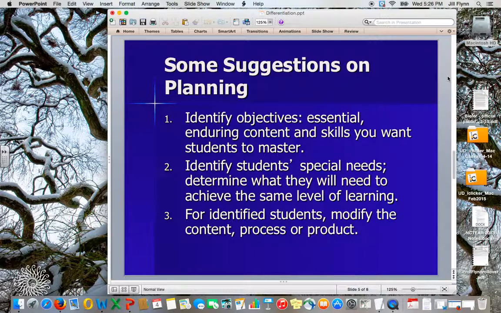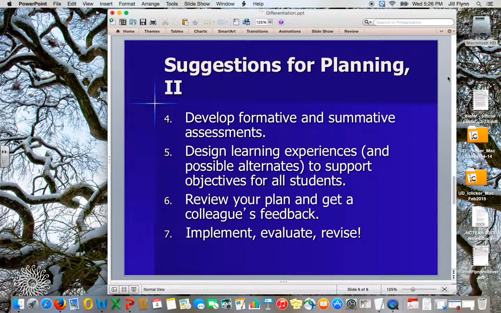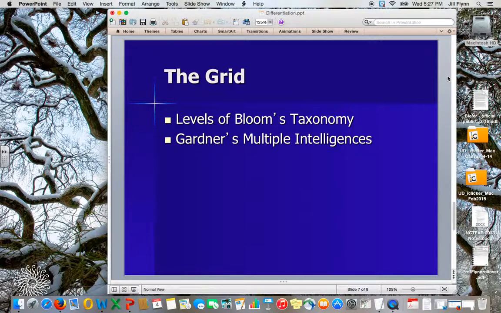And then again, either for the group or for those that might struggle, think about how you might modify content, process, or product. Develop your assessments accordingly. Develop your instruction to think about how students are going to meet the objectives. Get some feedback from colleagues if you can, especially if you have an inclusion teacher who is someone you can work productively with, and then try it out.